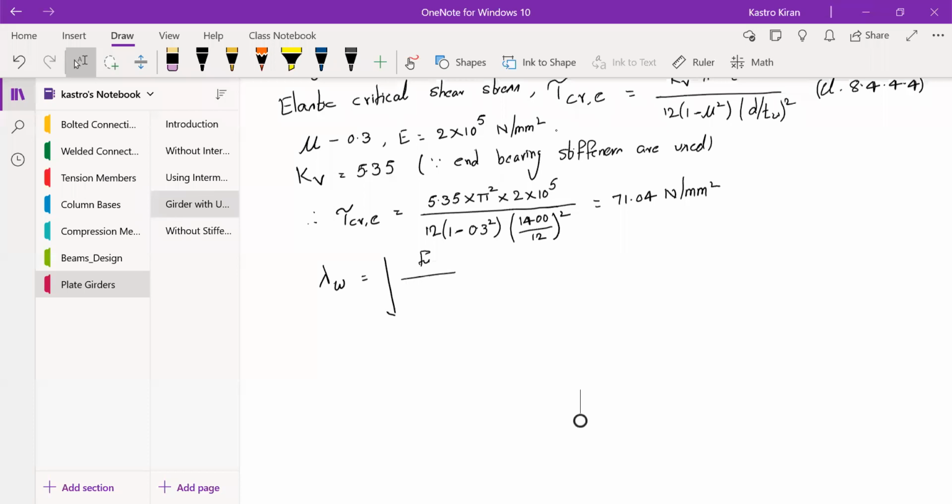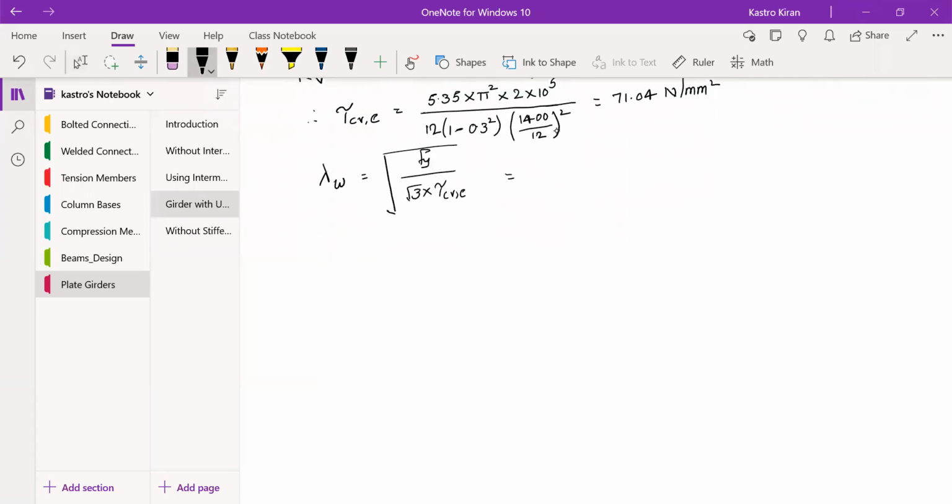Yeah, so it is Fy upon root 3 into tau CRE. This is the formula to find out the slenderness ratio in web. Okay, so let's solve the values. You know all the values. The value of Fy is 250 by root 3 times of tau CRE, which is 71.04, which you have calculated just now. So this value will be corresponding to 1.425.